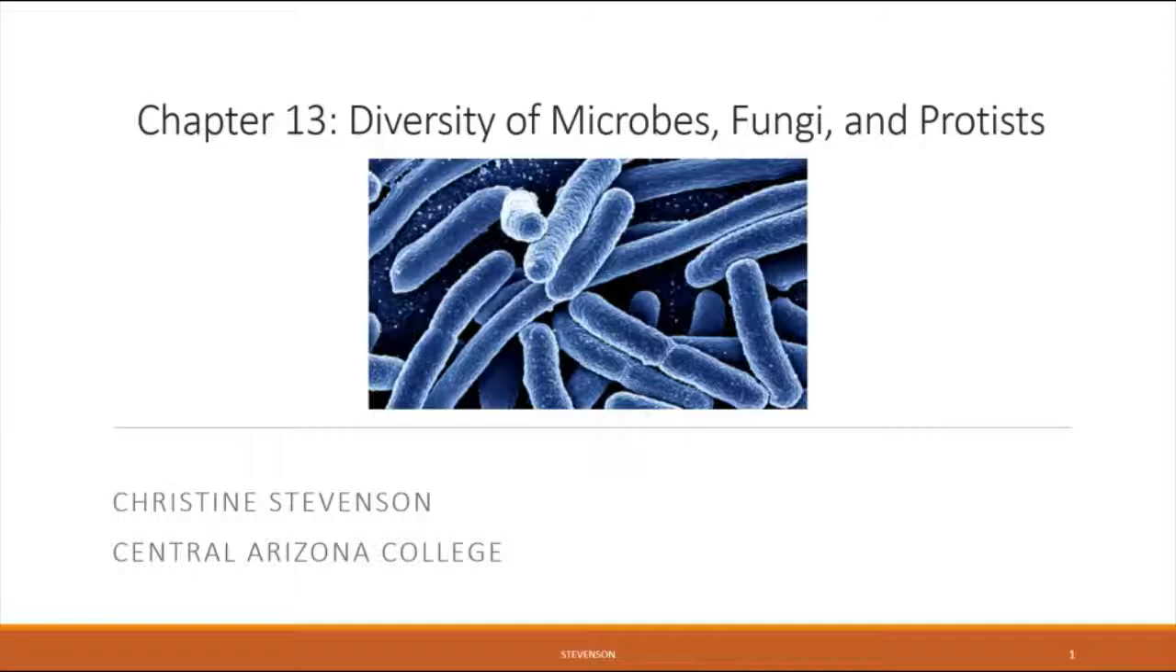Hi, everyone, and welcome to Chapter 13 on the diversity of microbes, fungi, and protists. We spent the first part of this unit talking about the process of evolution, and we're going to spend the remainder of the unit essentially looking at the wide range of living organisms that have evolved on planet Earth, starting with microbes, fungi, and protists, then moving into plants, and then finally finishing off with animals.